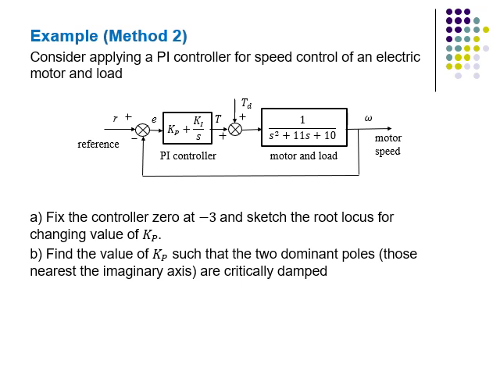The controller acts on the error, which is the difference between the reference value for the motor speed and the actual value for the motor speed. The problem is split into two parts. Part A says fix the controller zero at -3 and sketch the root locus for changing value of Kp. Part B says find the value of Kp such that the two dominant poles, which are those nearest the imaginary axis, are critically damped.